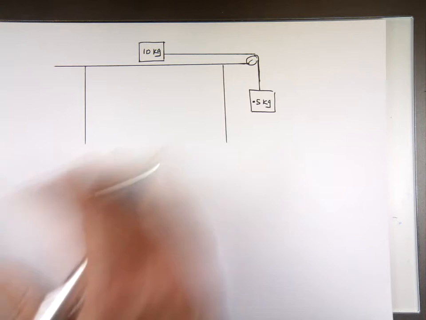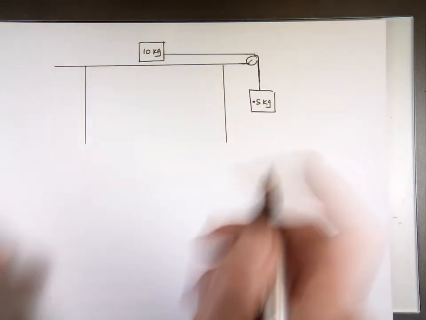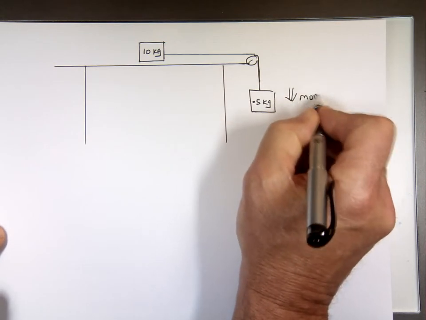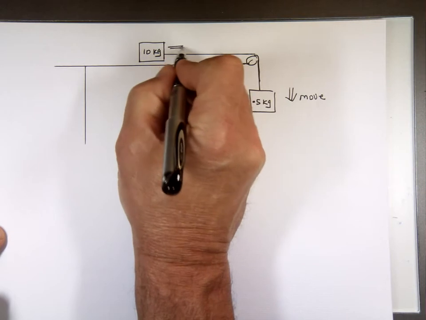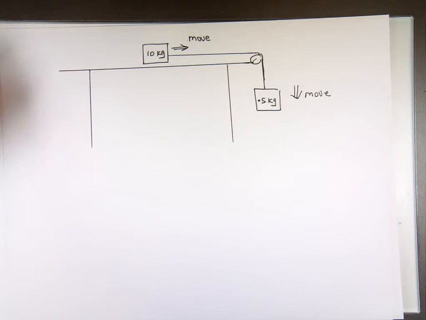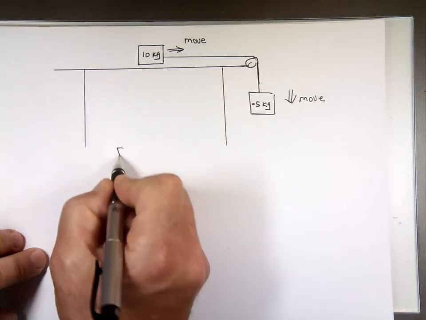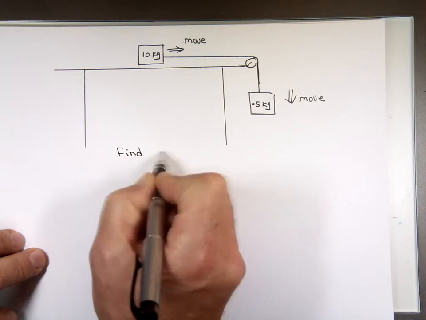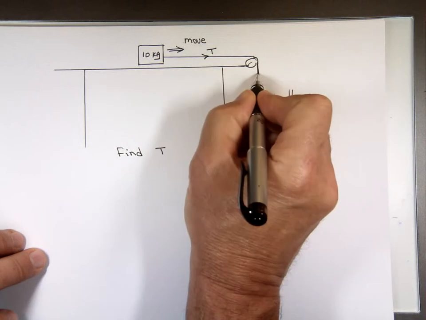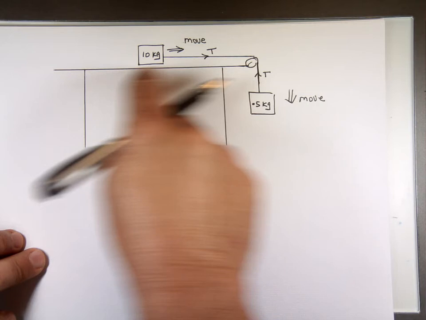If the table is leveled, any little weight you add there, if there's no friction, that thing will move. This will move in this direction, and that will move in that direction. And the question I have: can you find the tension in the string, that's this tension, which is the same as this tension? Notice the only reason this box is moving is because the string is pulling on it.